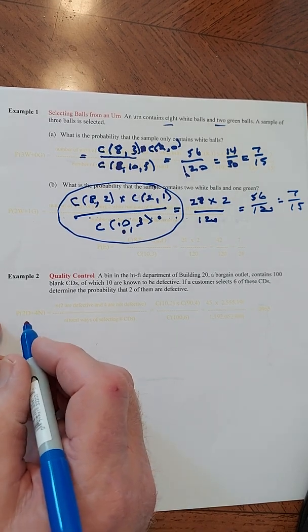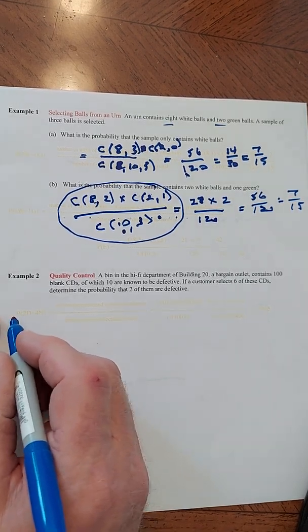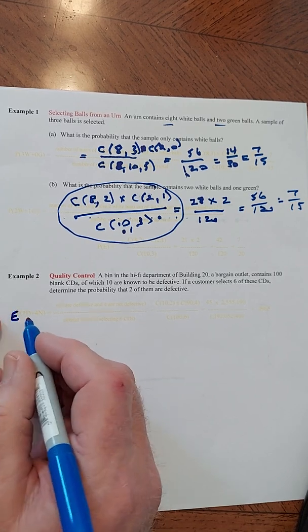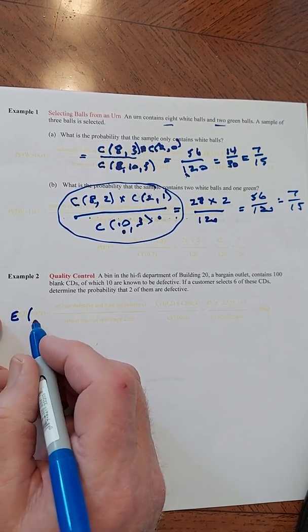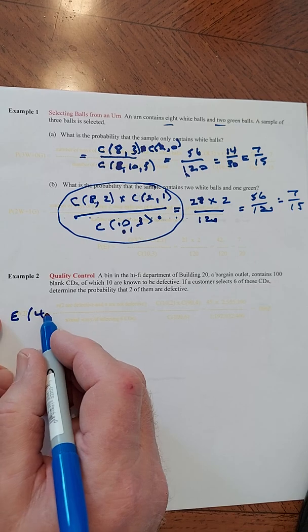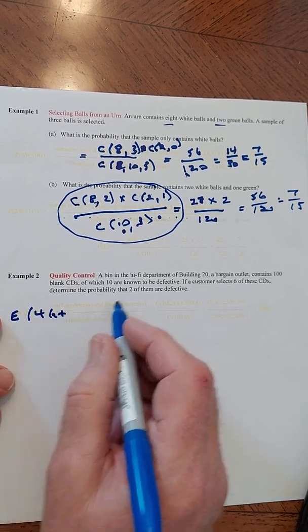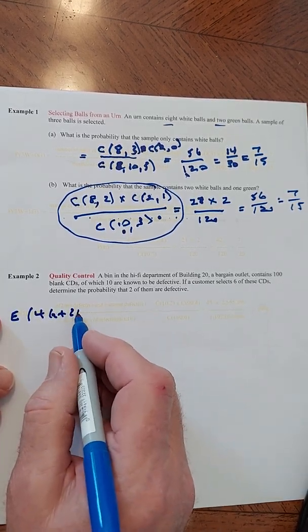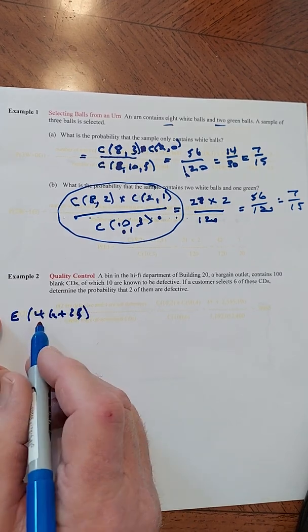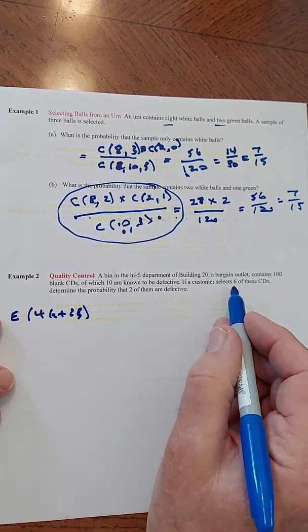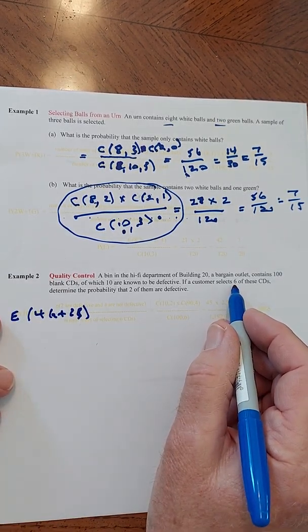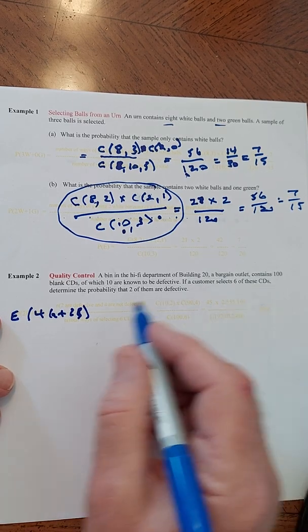Okay, so right away, my event would be 4 good plus 2 bad. Where did the 4 come from? Well, I was collecting 6 altogether. So if I knew 2 of them were bad, 4 of them had to be good.